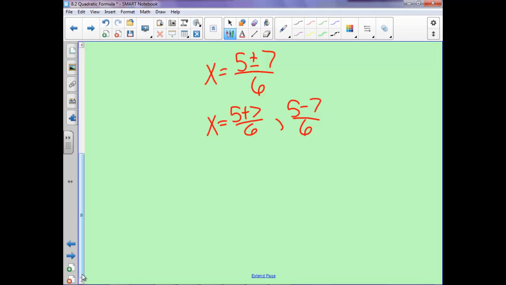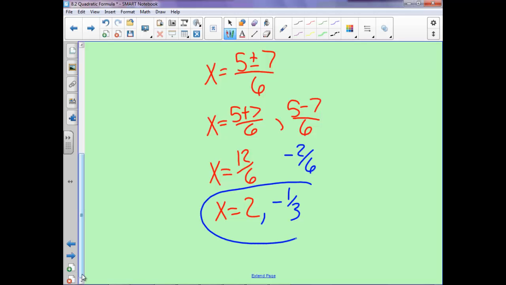Because remembering, when we factor, we'd have at least two answers. So 5 plus 7 would give us 12 over 6, which is 2. This one, if we have 5 minus 7, we're left with negative 2 over 6, which is negative 1/3. And those are our answers.